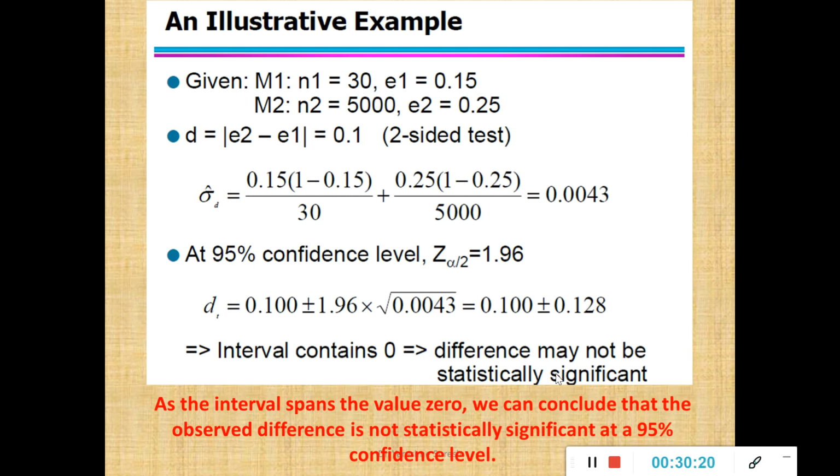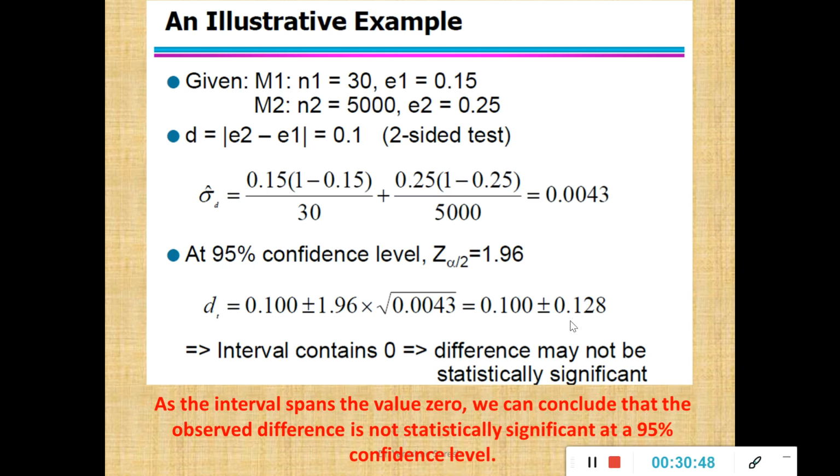That means model 1 and model 2 are independent of each other. That is what I have written here. Please note this. As the interval spans the value of 0, from minus 0.028 to 0.228, a value 0 occurs. Obviously, we can conclude that the observed difference is not statistically significant. Both model A and B are independent of each other at 95% confidence level.